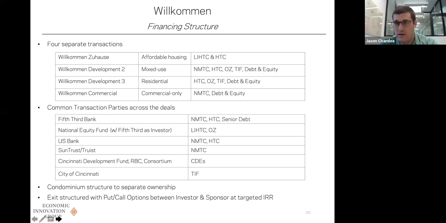I mentioned SunTrust, now Truist, also had a small carve-out of new markets tax credits. Cincinnati Development Fund, RBC, and Consortium were our CDEs. And then the City of Cincinnati, like I said, provided tax increment financing to make the project work. And then any additional equity was sponsor equity that we put in as part of our ownership interest.